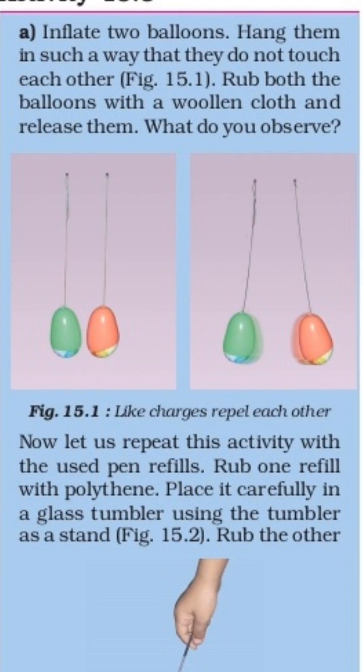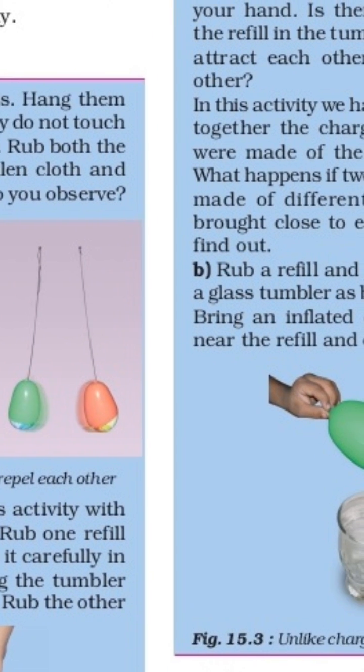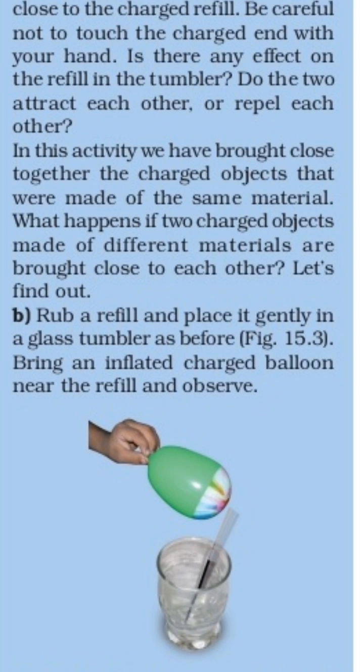Because they both have the same charges. In the balloon activity, both are rubbed with the woolen cloth, and in the refill activity, both are rubbed with the polythene. Because of that, they get the same charge. In these two activities, we have brought close together charged objects that were made of the same material. Both balloons are charged by the same material, woolen cloth, and in the second activity, the refills are charged with the same polythene material.